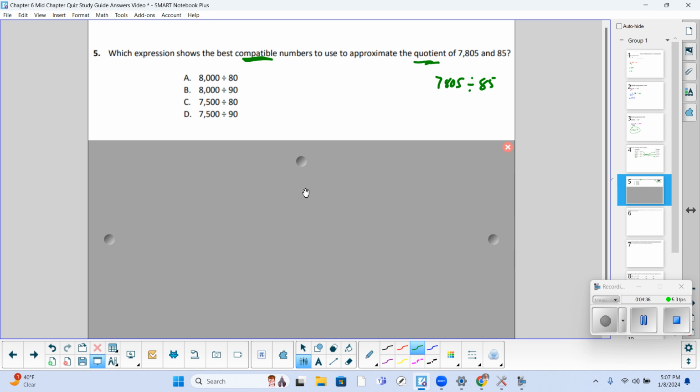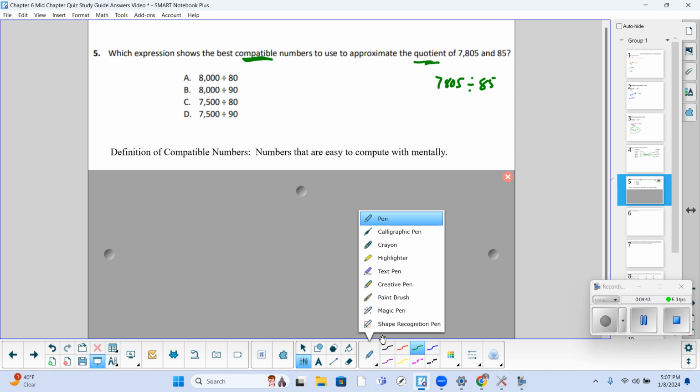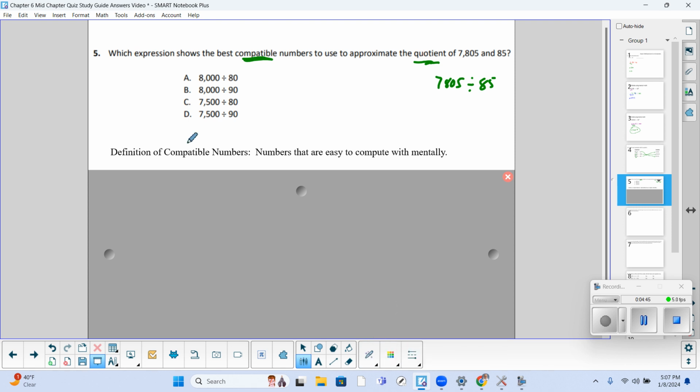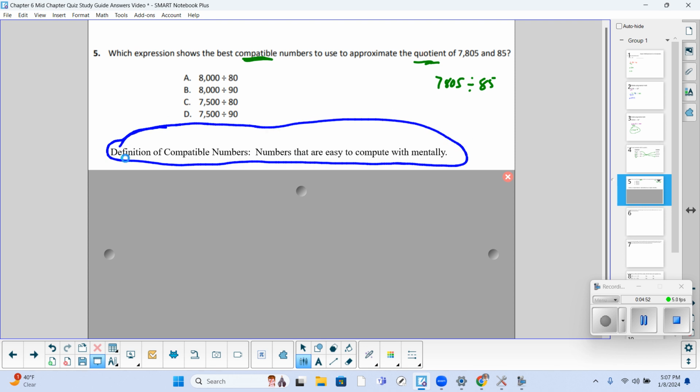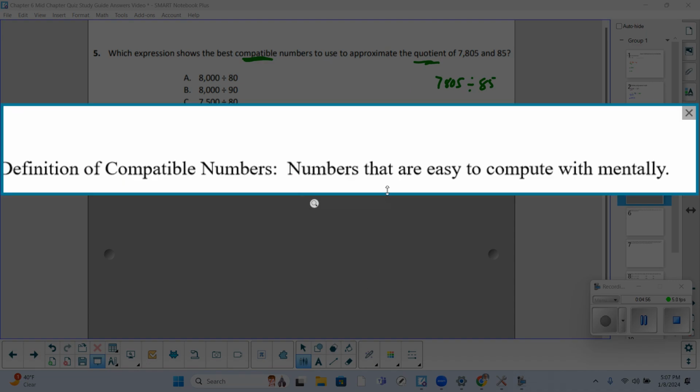Now, I keep saying in class compatible numbers are numbers that work well together. So I decided to actually look in the textbook to find the actual definition of compatible numbers. Now, I say numbers that work well together, they say this. Let's see if I can kind of highlight it. They say the definition of compatible numbers is numbers that are easy to compute with mentally. Let me rephrase that. Numbers that are easy to compute with mentally.